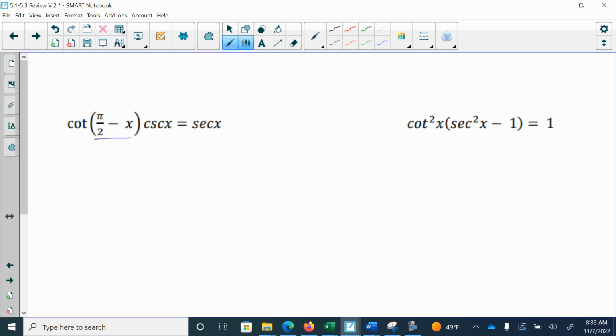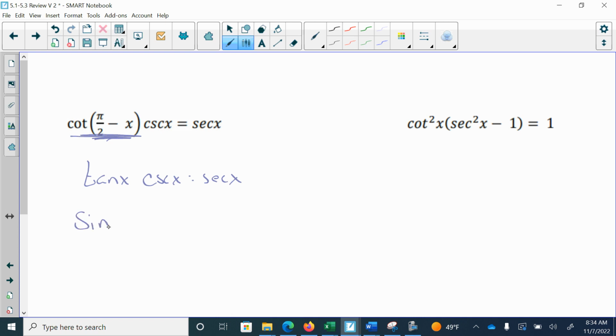As soon as I see this pi over 2 minus x, remember you will have an identity sheet for your test. And that is a co-function identity. So I'm looking at my co-function identities, and I realize that this simplifies to tangent of x times cosecant of x is equal to secant of x. Now, once I have those monomials, in other words, nothing is squared and nothing is being added or subtracted, I'm going to rewrite everything in terms of sine and cosine.